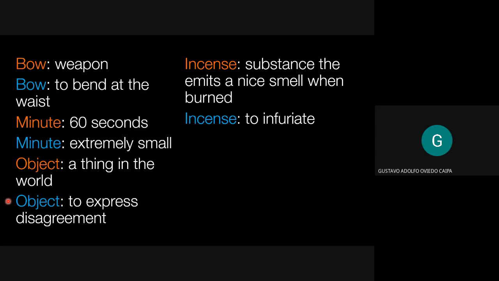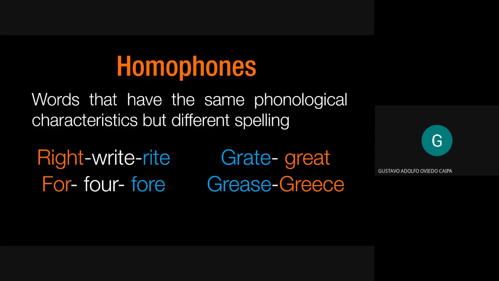All right, another distinction that we have will be the homophones. The homophones are normally words that have a completely different spelling. Spelling is not the same, but the phonological realization is basically the same. They contain the same phonemes or the same sounds. For example, well, these ones are kind of self-explanatory, but right and write, four and for, and great and grate.